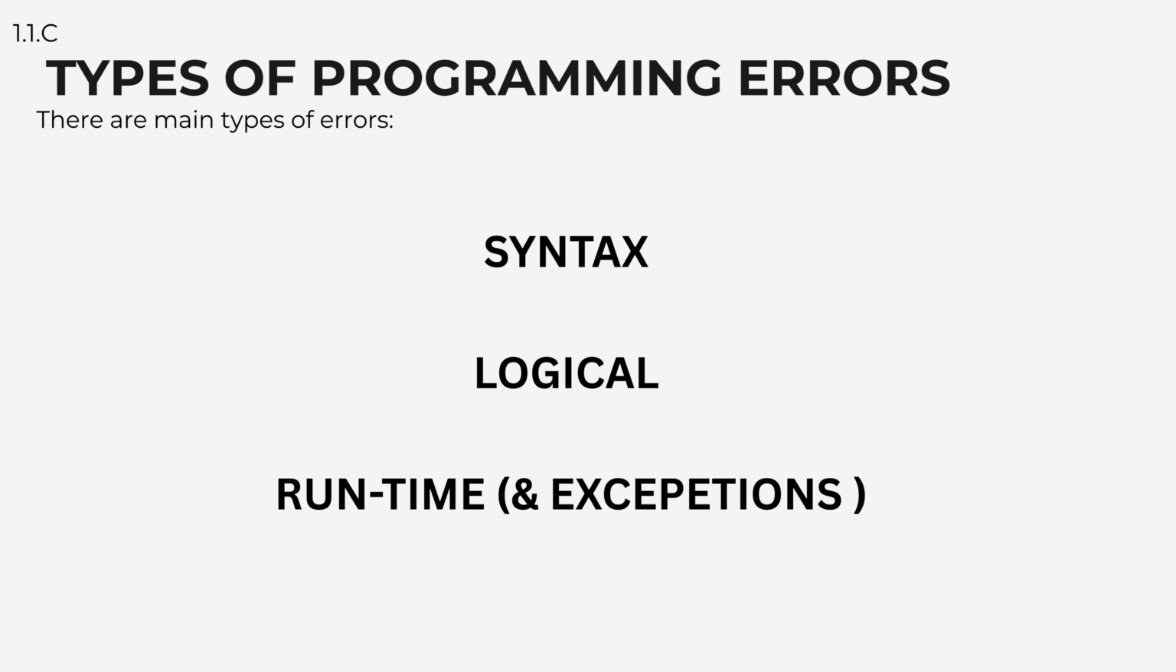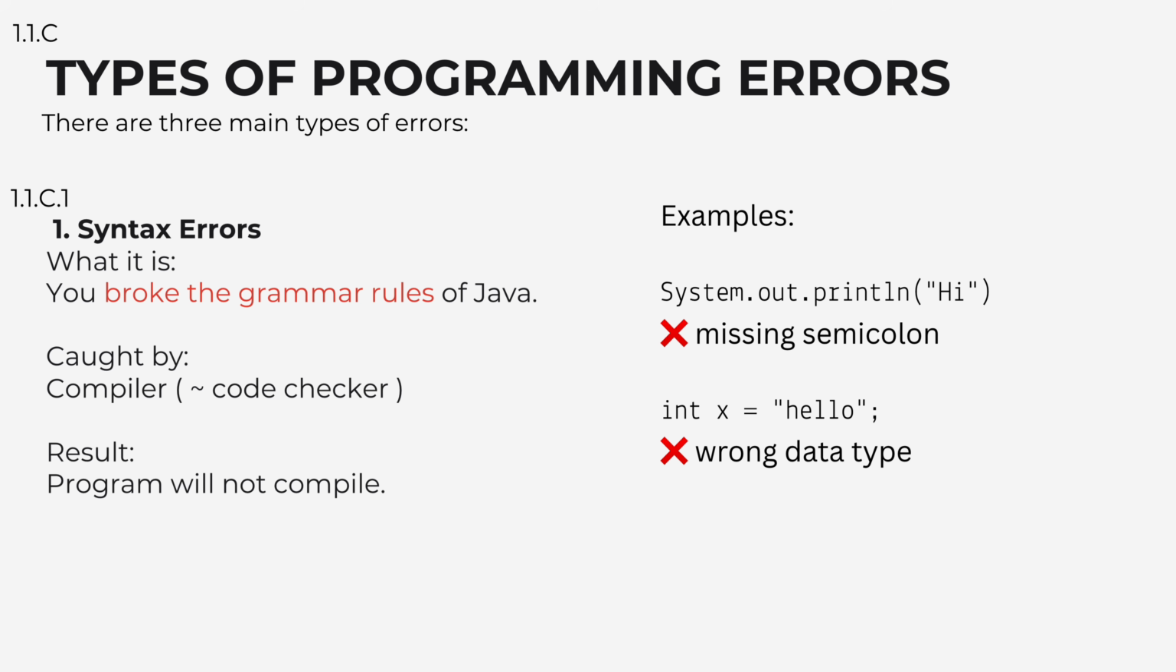Going on, there are three main types of errors. The first one is syntax errors. The two that we just saw were syntax errors, where we missed the semicolon, or if you miss a quote, or if you use the wrong data type, and these are caught by the compiler.